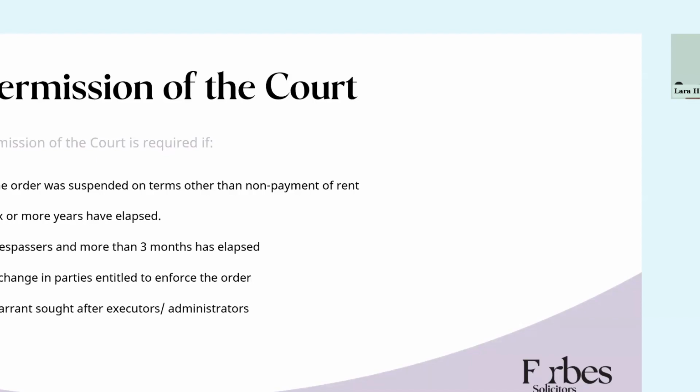You also need the court's permission if 6 or more years have elapsed since the possession order has been made. However, at that stage, it would be advisable to seek legal advice because it may well be worth starting the possession proceedings again rather than seeking permission to enforce that warrant. So if you do have a possession order that has expired after 6 years, I'd probably suggest seeking advice before trying to get the court's permission to request the warrant.